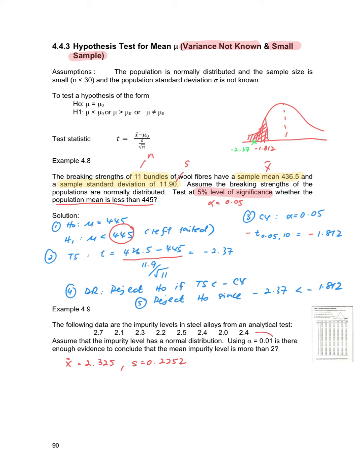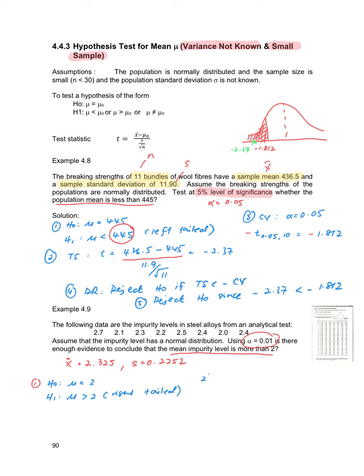Okay, now we can conduct the hypothesis testing. Alpha is 0.01. So what do we want to test? We want to test whether the mean impurity level is more than 2. So first step, our H0: mu equals 2 versus H1: mu more than 2. So this one is right tail.